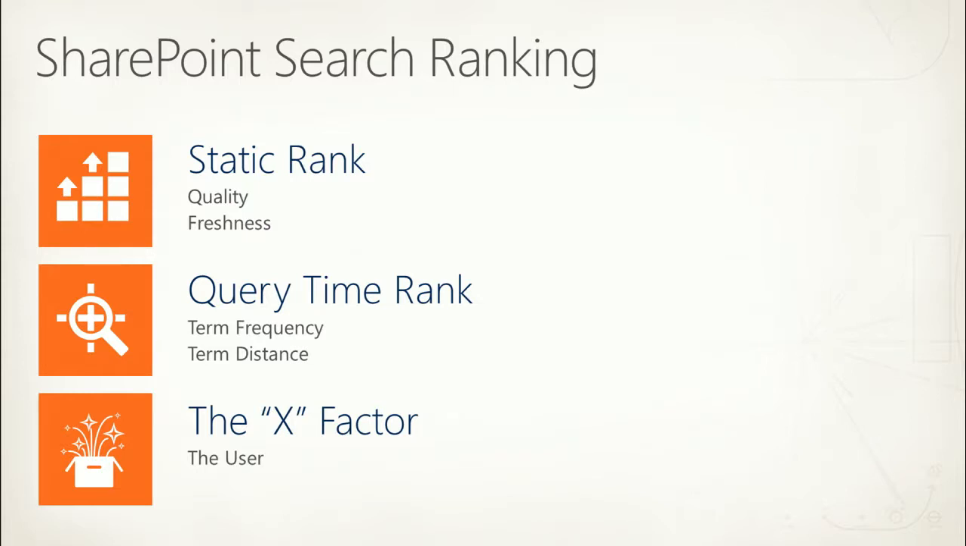We have our static rank. Static rank is a static value we assign to the data to say that the data is this important, the data is this fresh, but it's not dependent on the query, right? Our query time rank is something that says, okay, here's my query, and how is that related to my data? So term frequency, how often is that piece of content contained in my data? And term distance, if I enter in 4 terms, how close are they within the content when they match? So those are contributions to our overall rank score.